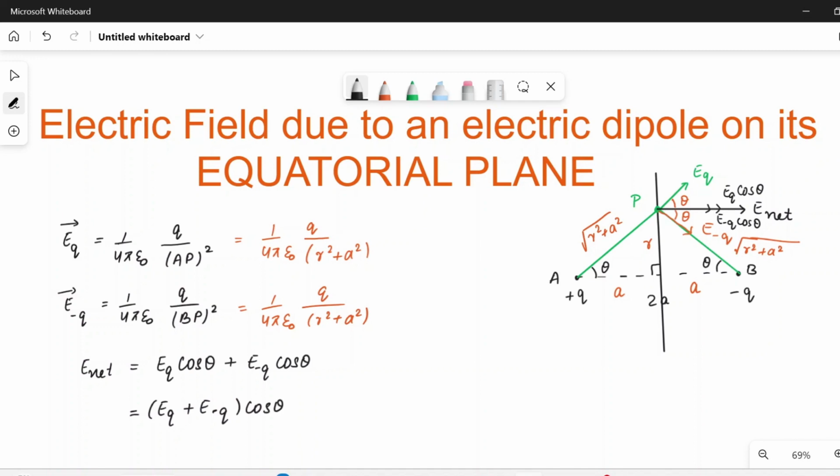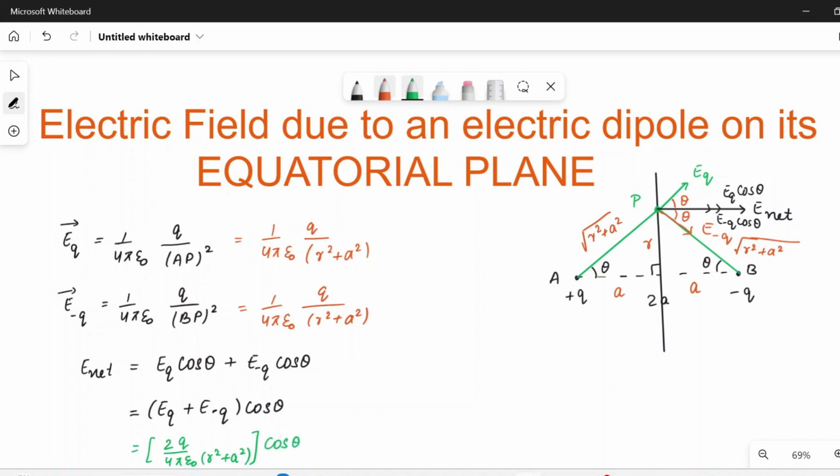Now EQ and E minus Q are both equal in magnitude, which we have written here. Let me repeat, this orange expression and this orange expression are equal. So when you add, that will become twice of Q upon 4 pi epsilon naught (R square plus A square). Why did it become twice? Because EQ and E minus Q are the same, so when you add them, it will become twice. This will be cos of angle theta.